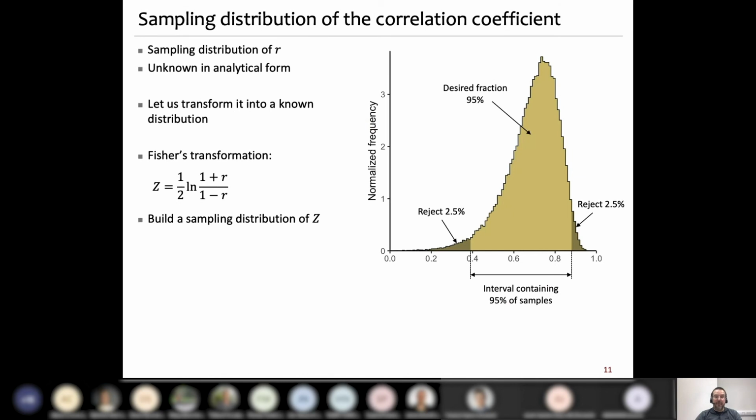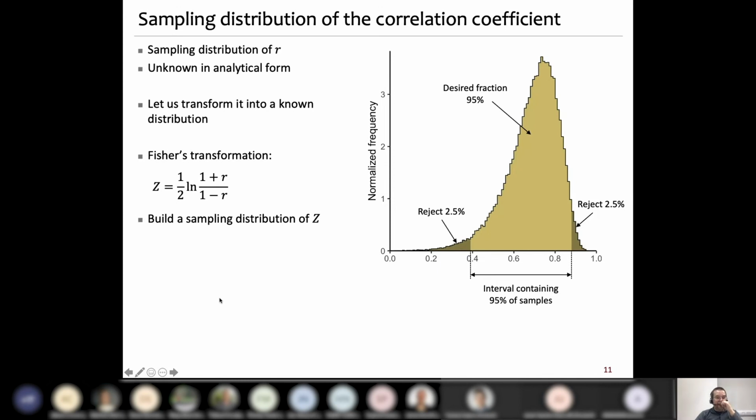This is what we want to do. We want to cut off, again, 2.5% on each side, but that's a shorter bit, that's a longer bit, just because of the shape of the distribution. But if we have, let's say, 100,000 samples, it's very easy just to count 2,500 on each side. And then we will be left with a desired fraction of 95%. That's the interval containing the central 95% of our samples. We don't know the analytical form of this distribution, so we cannot cut off probabilities here.